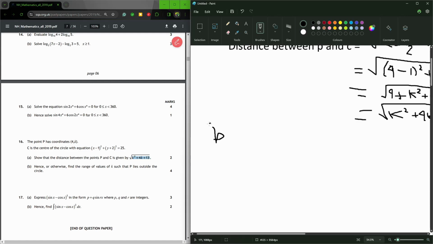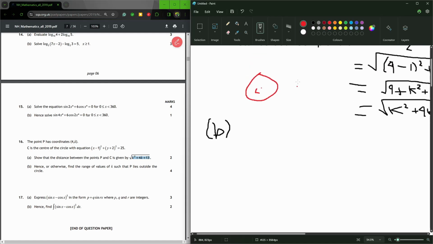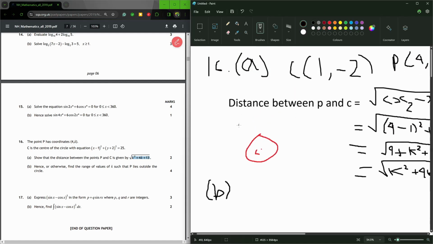B. 4 marker, so it will be a wee trickier. Hence or otherwise, find the range of values of k such that P lies outside the circle. Okay, how are we going to do this? So, lies outside the circle. Let me do a quick diagram of what's going on. So we have a circle here. Pretend that the center is C, right? We want P to be outside of it.